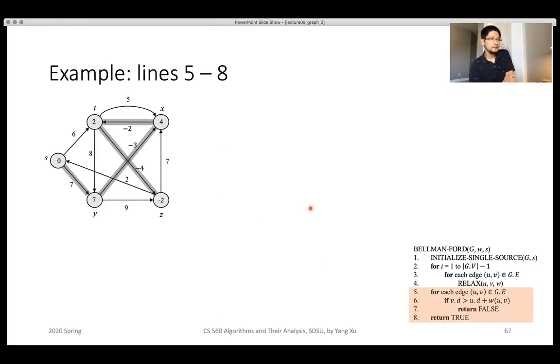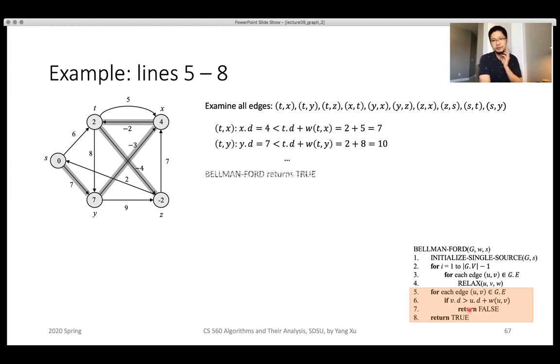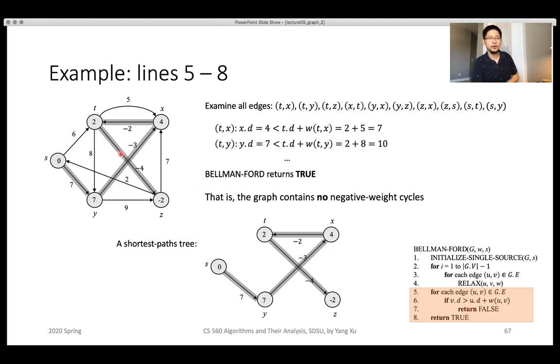Okay. So next, there will be lines 5 to 8, which mainly examine whether there are negative weighted cycles in the graph. So we will basically check all the edges and check if this condition is satisfied. If any one of these edges satisfies this condition, then the algorithm will return false. And fortunately for this graph, Bellman-Ford will return true, which means that no negative weight cycles were found, and the shortest paths for all the vertices are valid, and the highlighted edges here are the so-called shortest path trees.